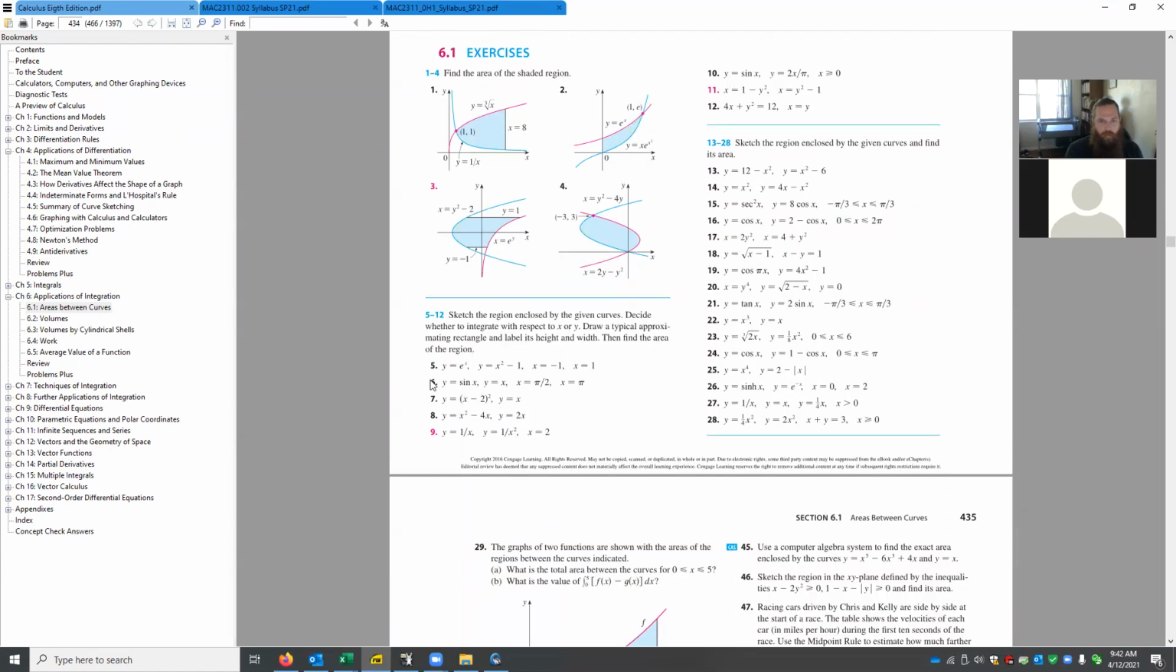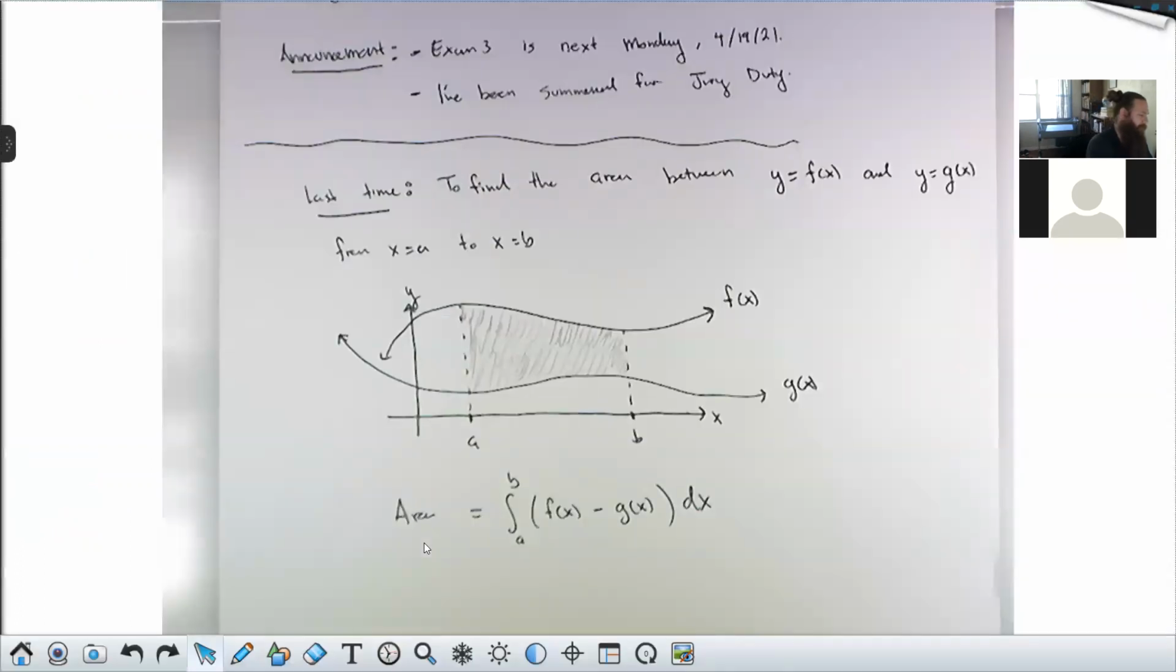But before I do that, I want to just grab one little problem, like number 9 down here. Number 9 looks good. So we want to find the area bounded by the curves y equals 1 over x, y equals 1 over x squared, and x equals 2. And first, we're going to sketch the region. All right, so sketching these curves, hugely important. Let's see.